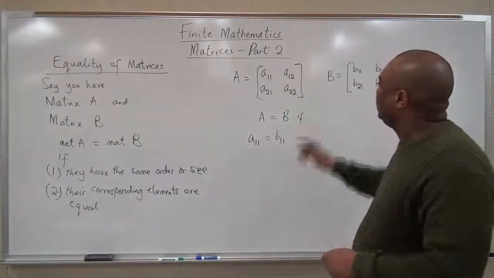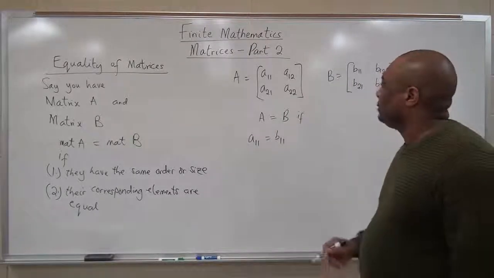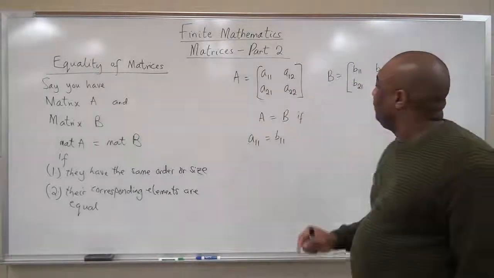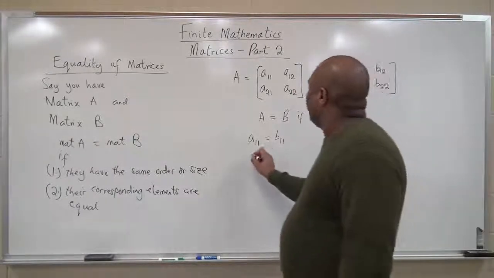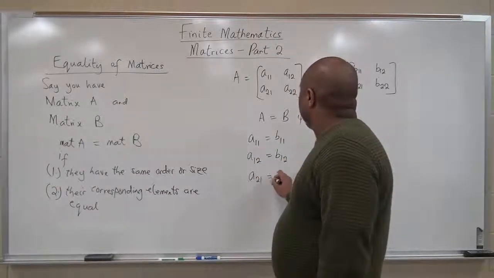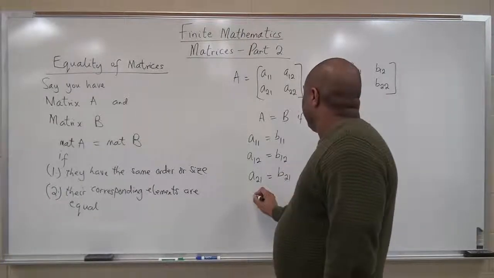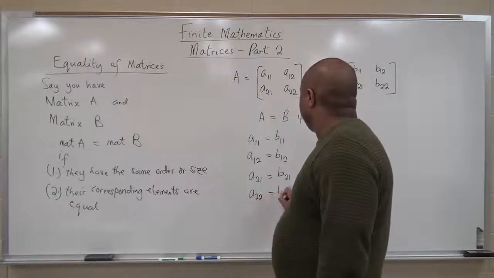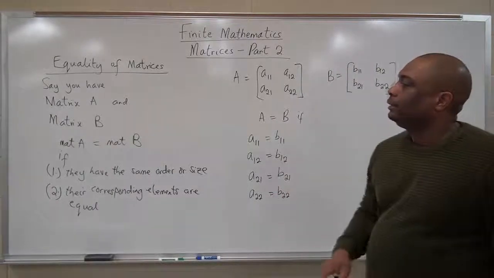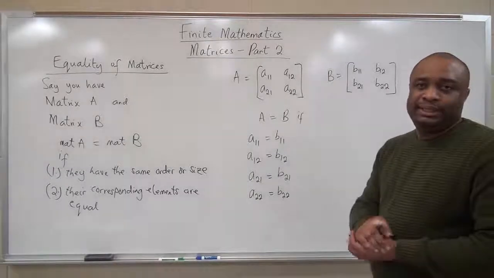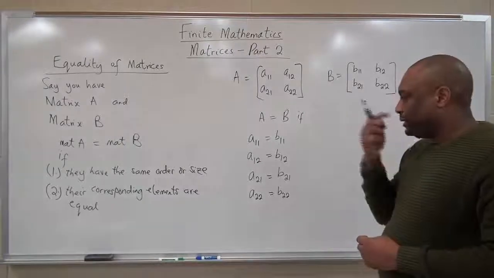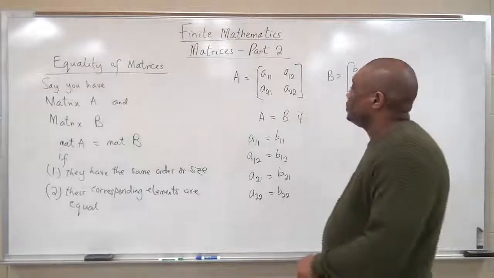So it satisfies the first condition. And then the second condition is that their corresponding elements must be equal. A11 must be corresponding with B11. Okay. A12 will be equal to B12, A21 will be equal to B21, and then A22 will be equal to B22. So this is the condition for two matrices to be equal to each other. Yeah, they must have the same order and their corresponding elements must be equal.